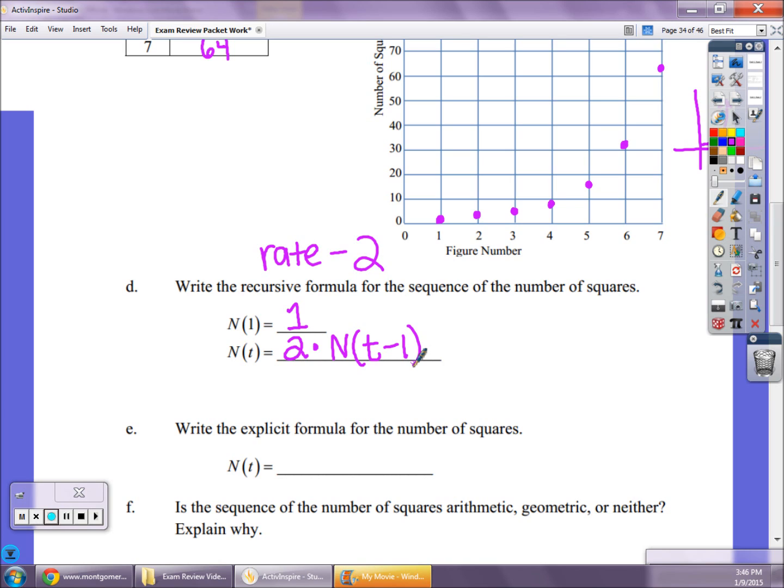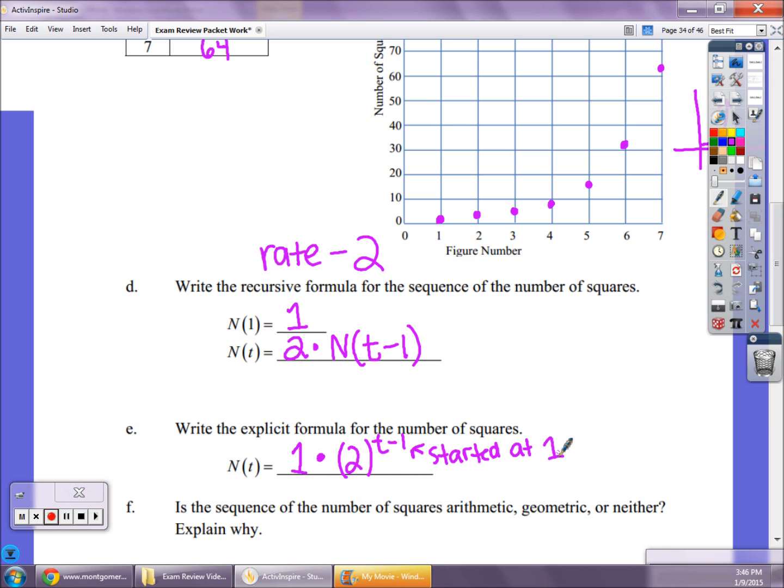All right, the explicit formula, again, we're starting with n of 1. So that was 1 times, geometric, I should know better, 2 to the power of t minus 1. I have to do that minus 1 here because we started at 1 instead of 0. So to make up for that, I do t minus 1. It's like I'm jumping backwards by doing that to 0.